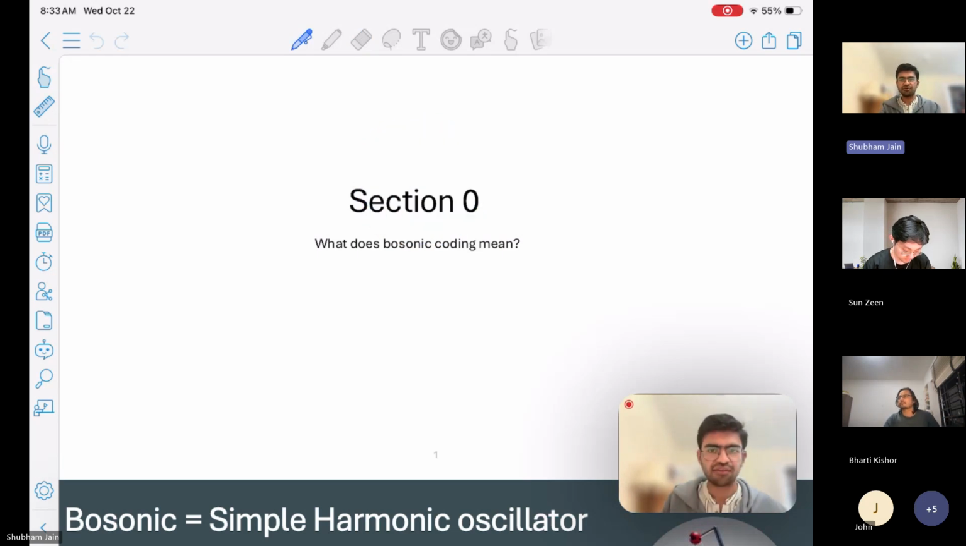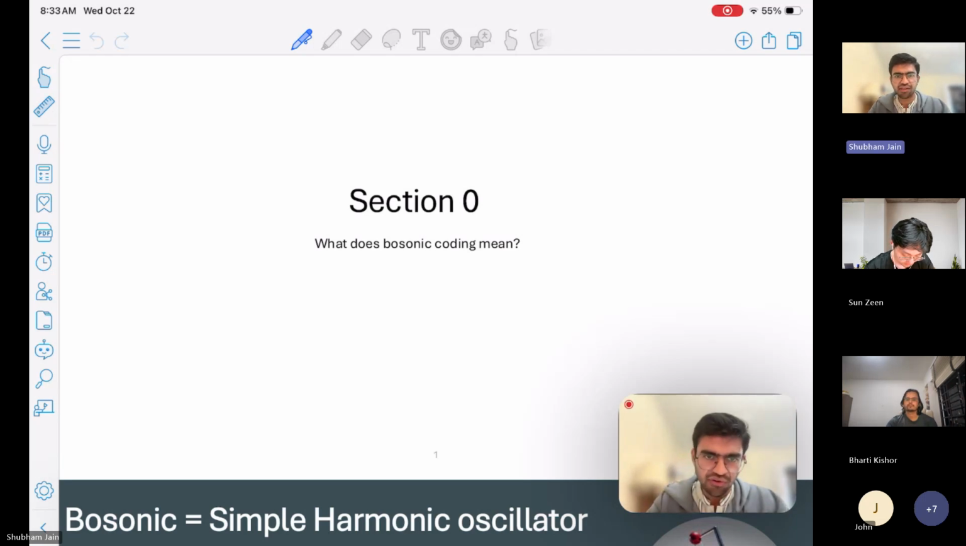Yeah, so even before beginning the actual presentation, I have this section 0 on what bosonic coding actually means, because it's quite different from everything we've talked about with qubit systems and so on. So this is section 0. This is a prologue to the whole tutorial or presentation. So yeah, maybe we can just begin.